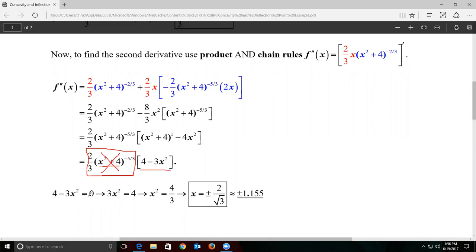So I set that equal to 0. I manipulate this by adding the 3x squared over, switching sides. And then I'm going to divide both sides by 3 and take plus or minus the square root. So these are my two possibilities for the inflection points where it's going to change concavity. And we sort of saw that in the graph above.